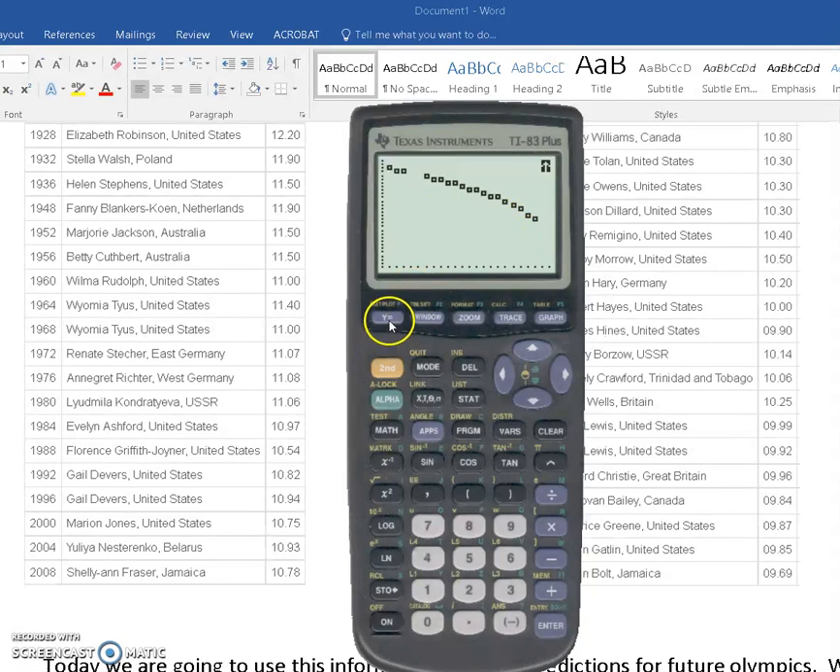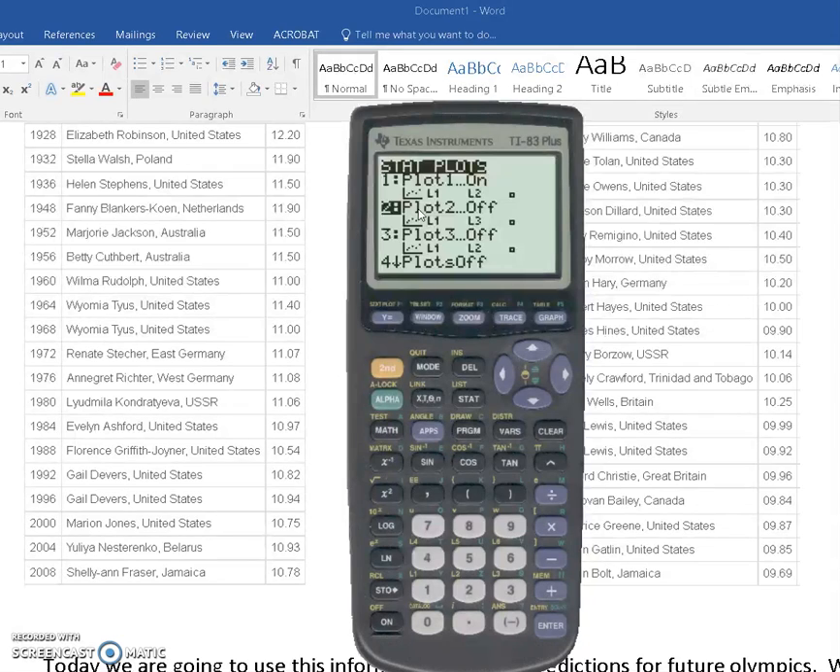If we go to second y equals, and the first plot is for the women, we're going to go to the second plot this time, which is going to be for the guys. And so I'm going to go to plot number 2. I'm going to turn it on. Again, I want a scatter plot. The X values come from list 1.